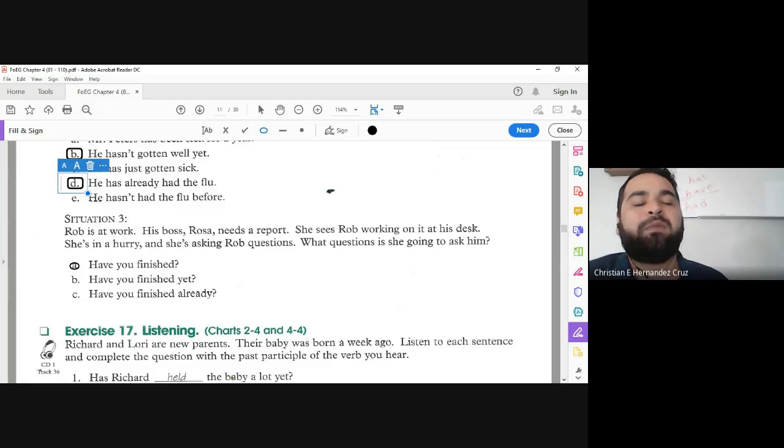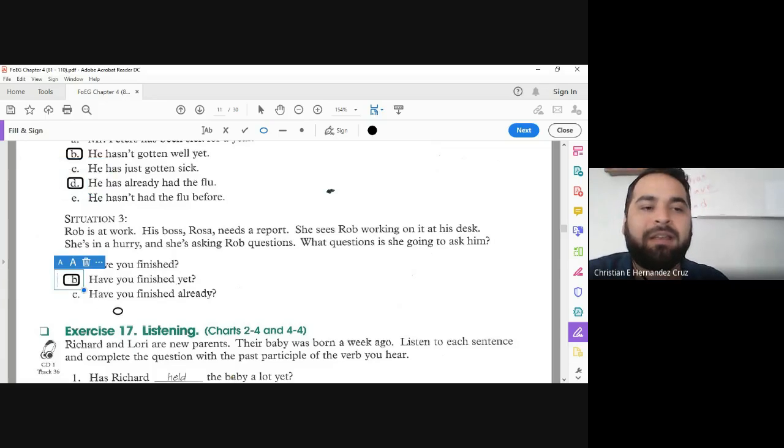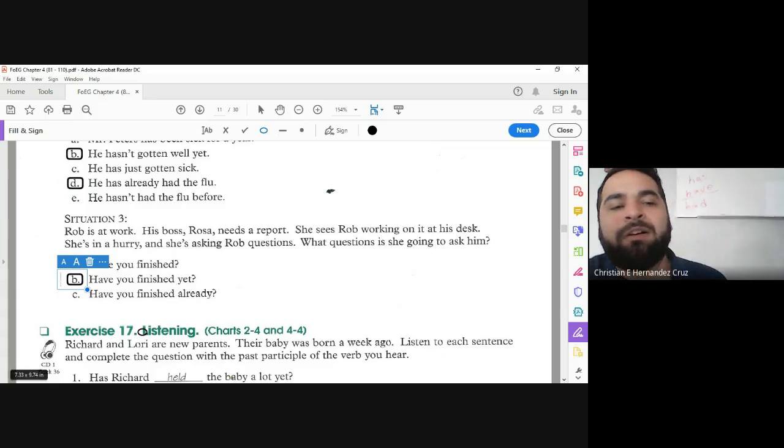It fits pretty well, but there is this sentence here that says she's in a hurry and she's asking Rob questions. And I think "yet" here adds a sense of urgency, because she needs that report now and she still sees him working on it. And this one implies that she's in a hurry, but he's still not done.